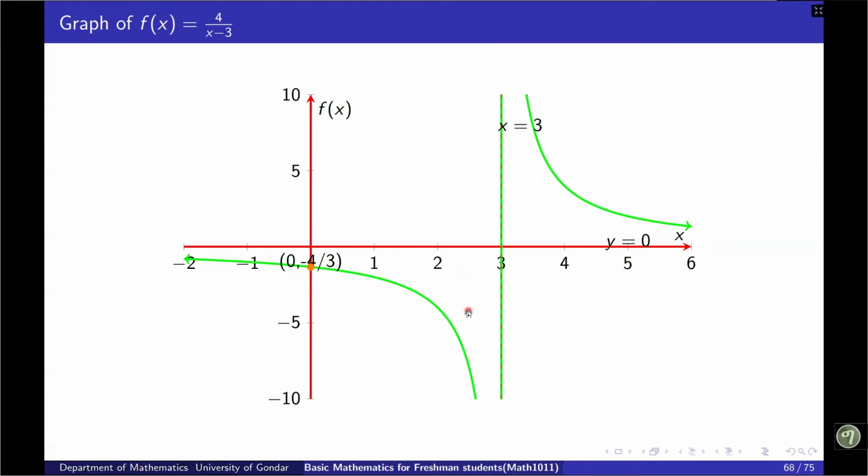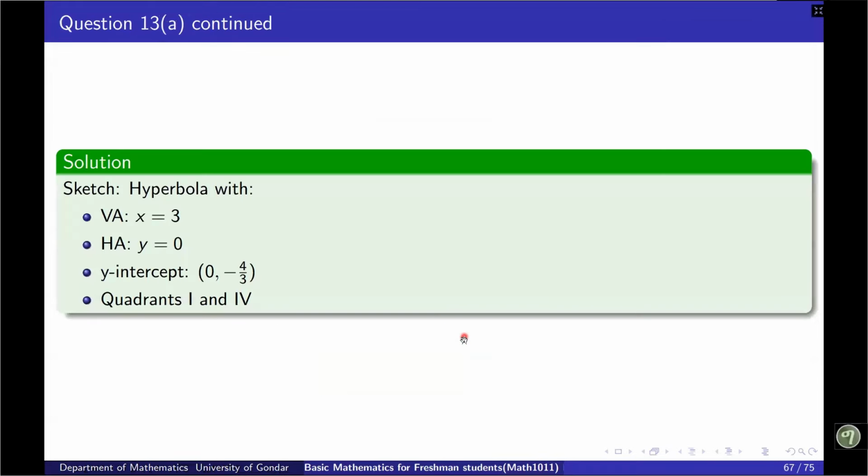And when x goes to negative infinity, the functional value will approach the given horizontal asymptote, the x-axis, from below. So the graph of the given function will look like this, a hyperbola found in the first and fourth quadrants.